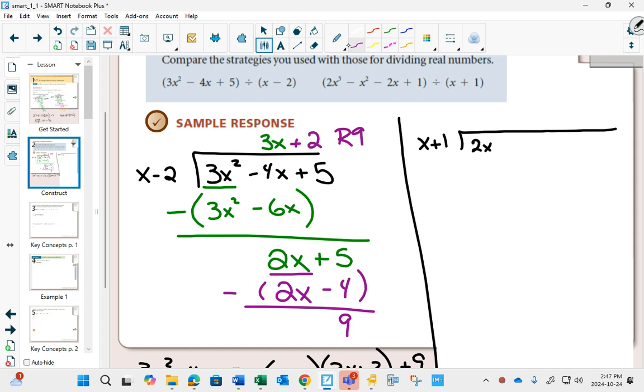No. 2x cubed. Should I try that? Should I try to teach a class where I pretend to be annoyed and bored and dumb? Like, oh, 2x cubed minus x squared minus 2x plus 1. We're going to divide by x plus 1. No, that would be it.